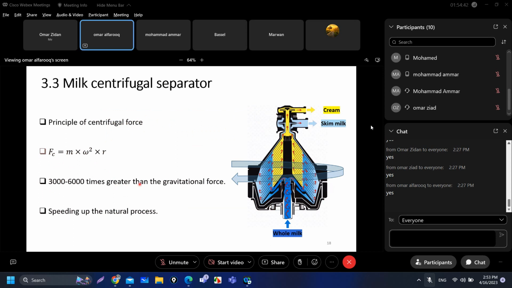Okay, because in the plant we need to make the process fast. We will not rely on natural separation, since it would be very slow to produce the milk. Okay, so here the separator rotates. The cream will be pushed towards the center, and the skim milk will be pushed toward the periphery, and then we can separate them. Okay.